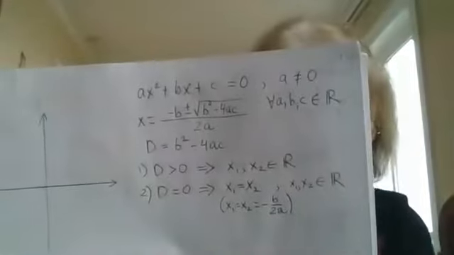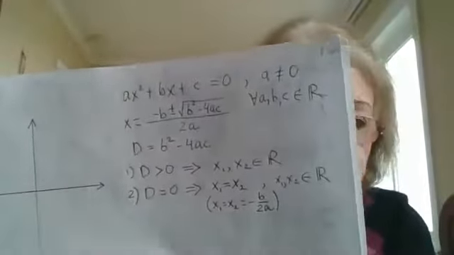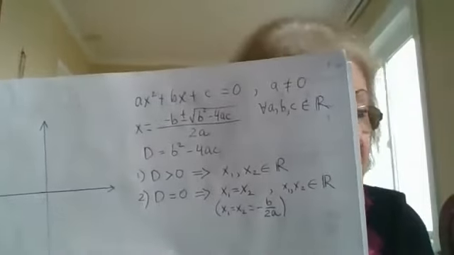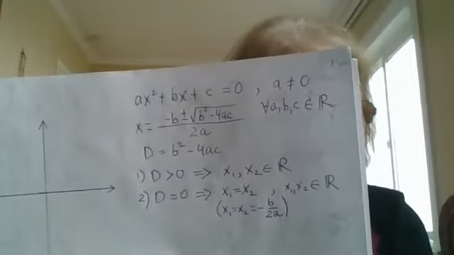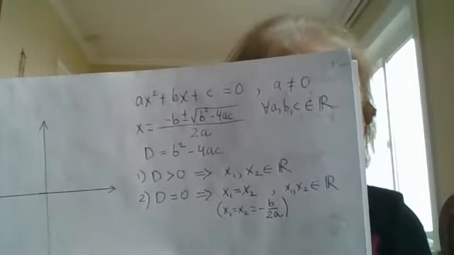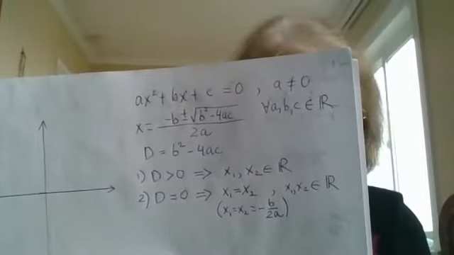And in this case, definitely, x1, x2 matching, or you can just name it x1 or just x, will be from the set of real numbers. So in this case, you can say that you have one real solution, or you can say that you have two equal real solutions for that equation.